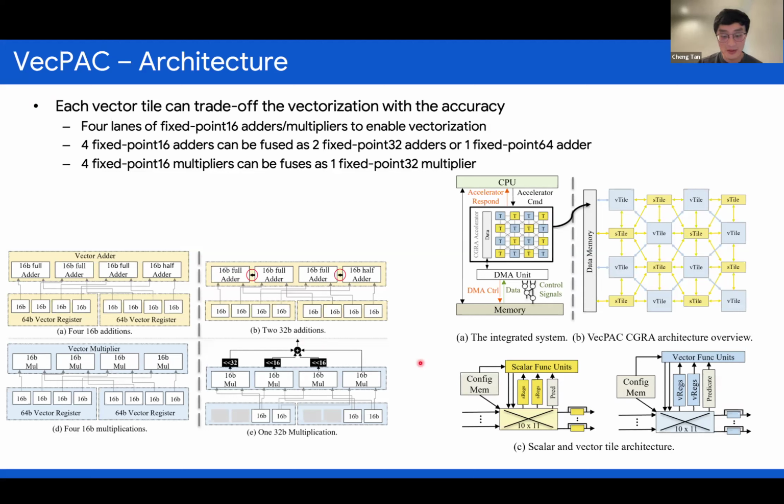But for this type of fusion, there is a trade-off between the accuracy and the speedup, right? If your application has a higher accuracy requirement, you need a longer bit width. But if your application domain has lower accuracy requirements, you can enable more vectorization factor.